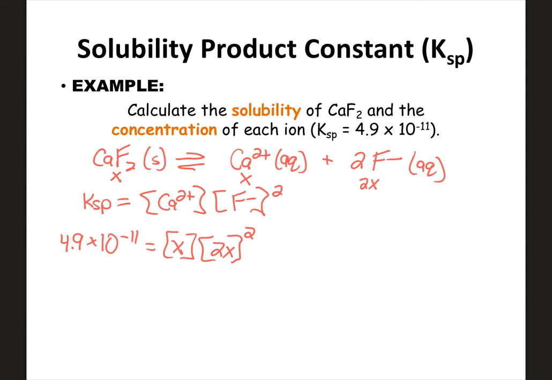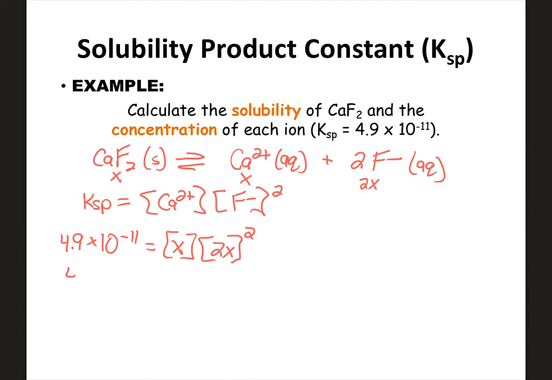So now you're just going to solve for X here. X essentially is the molar solubility of the compound. X would also be the concentration of your first ion, your Ca2+, and then you just have to multiply that by 2 to get the concentration of the F minus, or your other ion. So just be careful with the math here.